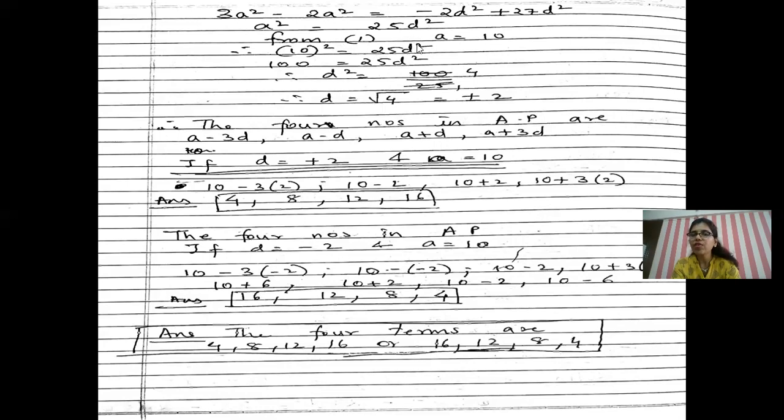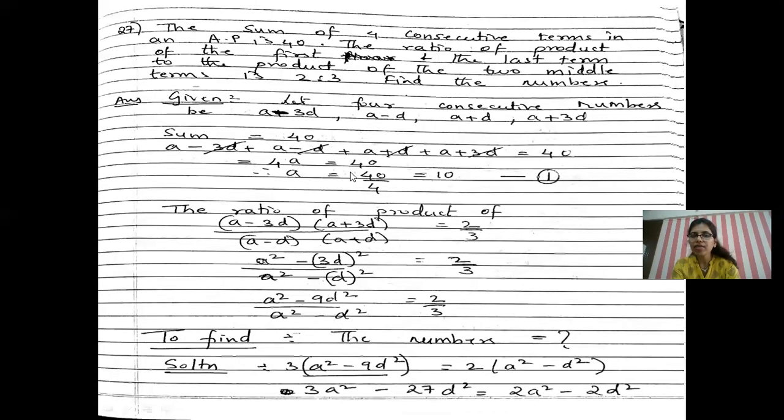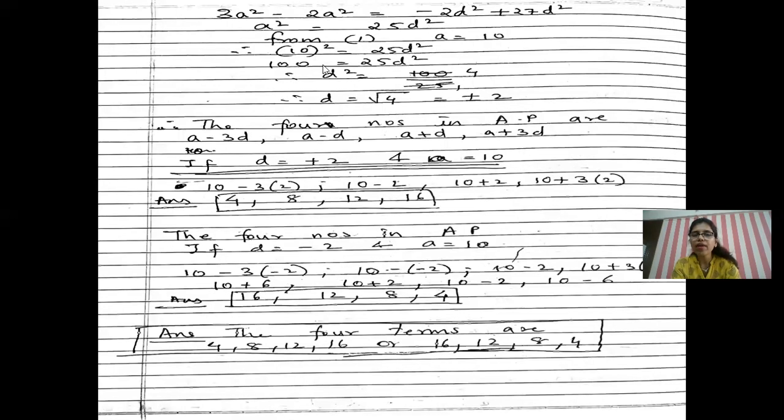Now from equation 1, we already have the value of A as 10, because if you see in the previous slide, we got the value of A as 10. This equation we have written as 1. So now we are substituting that value of A in the above equation, A square is equal to 25D square. So we get 10 the whole square, which is 100, is equal to 25D square. So D square is equal to 100 upon 25, so we get the value 4. Now we take the root of 4, that is plus minus 2.